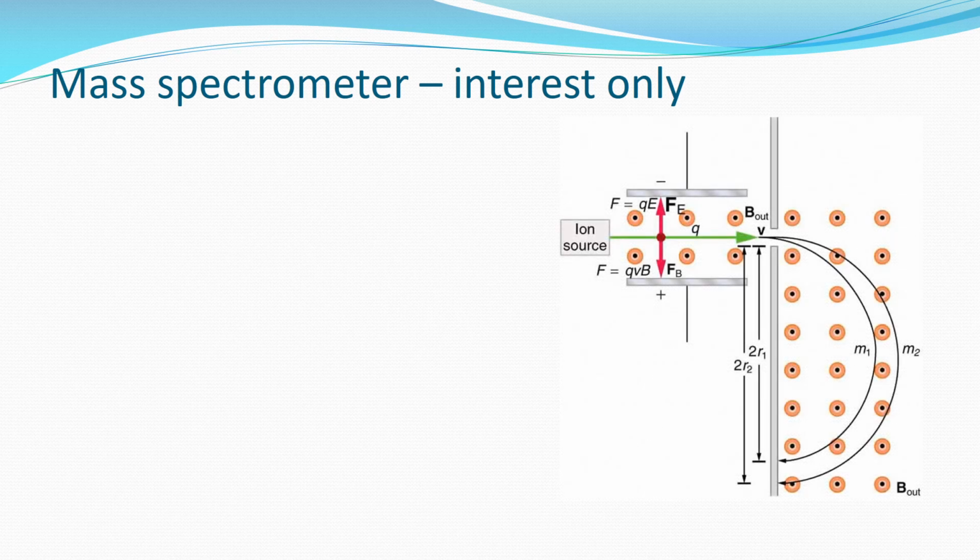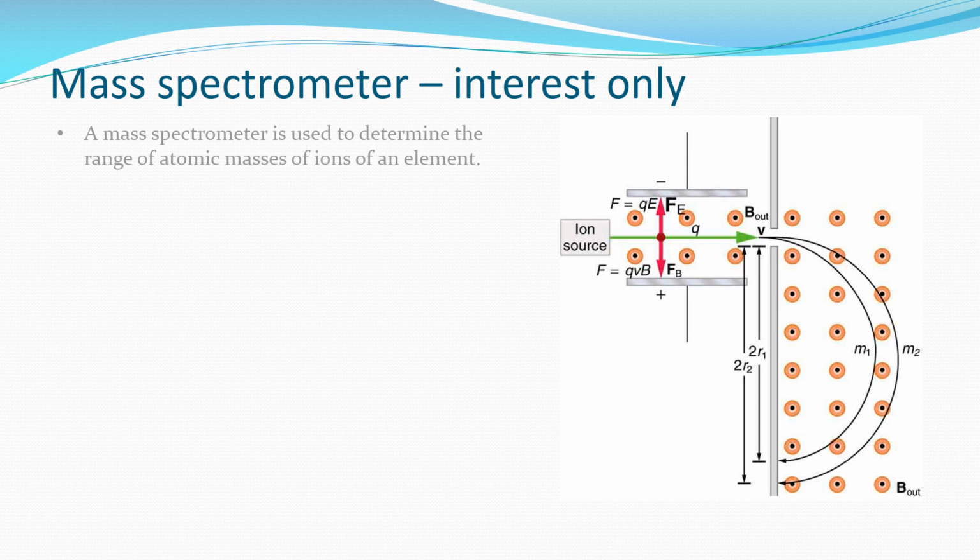So let's have a look at an example of the mass spectrometer, just for interest only, because this is not specifically part of the course. We can see in the diagram here that the magnetic field is coming towards us. That's the circles with the dots in the center. A mass spectrometer is used to determine the range of atomic masses of ions of a particular element, and that will tell us the composition of a certain material, and we can compare that against known compositions of other materials in order to find the material that we are examining. So this is used a lot, for example, within forensic science.